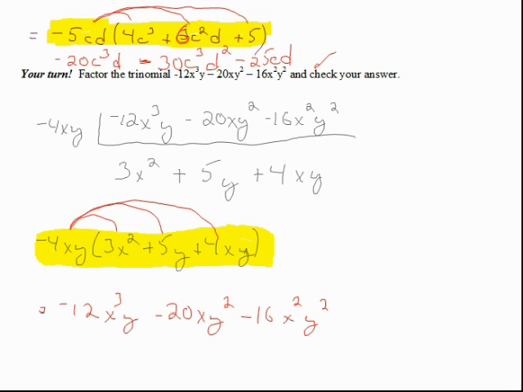Okay, so the answer to this is, in yellow there, negative 4xy times, in brackets, 3x squared plus 5y plus 4xy. And hopefully you can follow what I did and how I checked it. That's it. That's it for the notes.